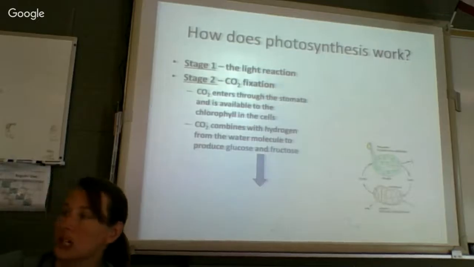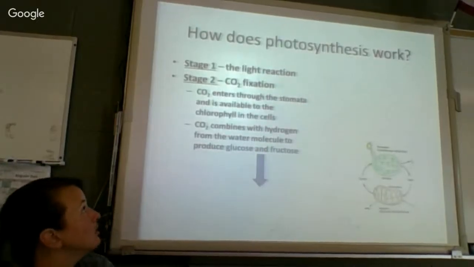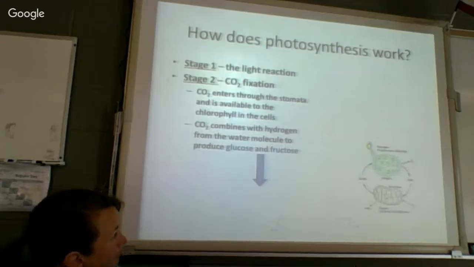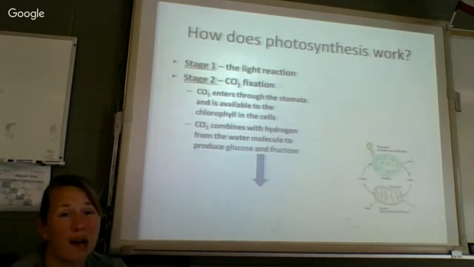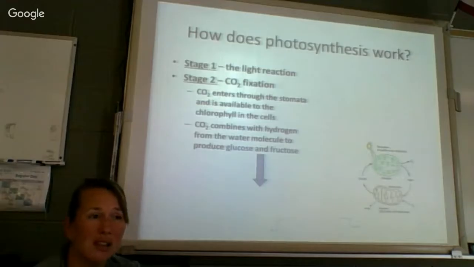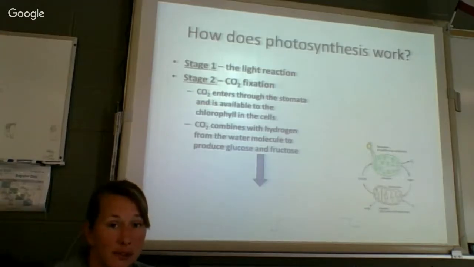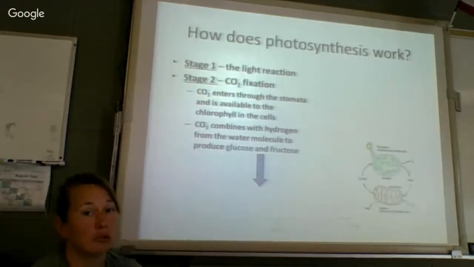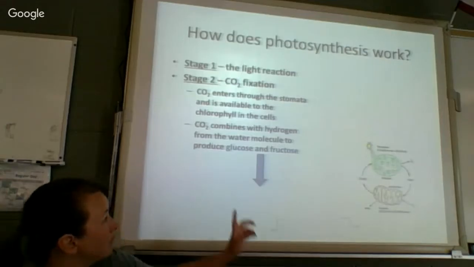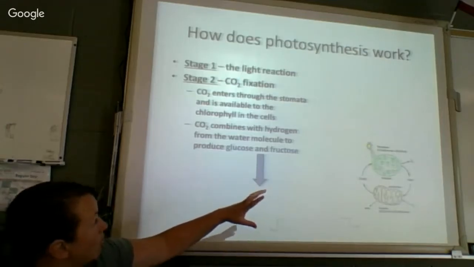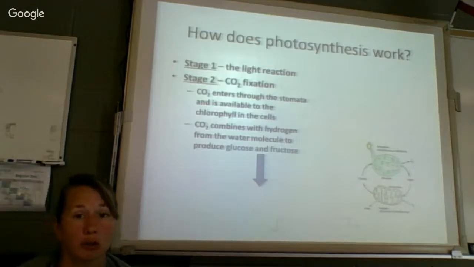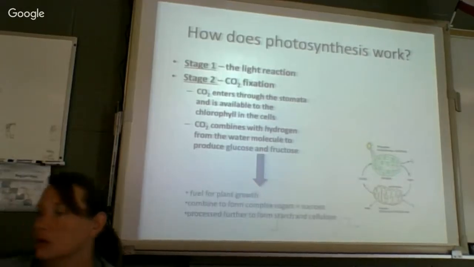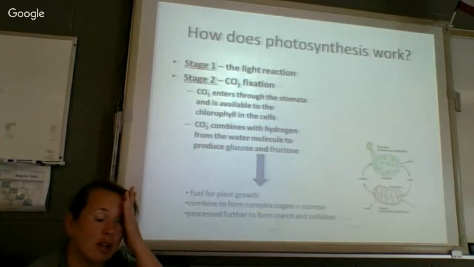Then CO2 fixation happens. CO2 fixation is when CO2 enters through the stoma. The stoma, or stomata, singular or plural, is an opening on the undersides of leaves. They have an opening that allows gases to exchange, and we'll talk about that a little more when we get to another term. So the CO2 enters into the plant. It combines with hydrogen, which is in our water molecules, to produce glucose and fructose, which are our simple forms of sugar that fuel plant growth.